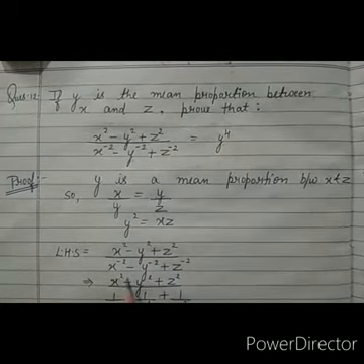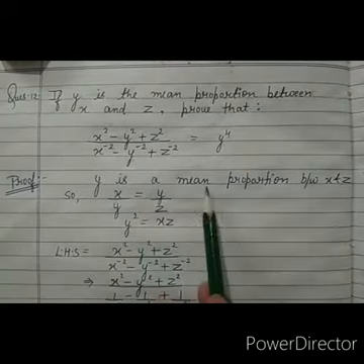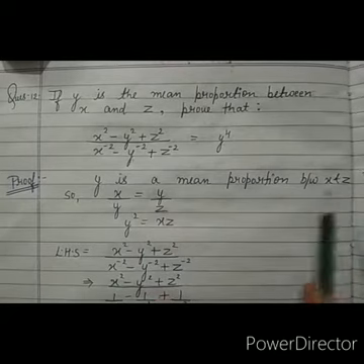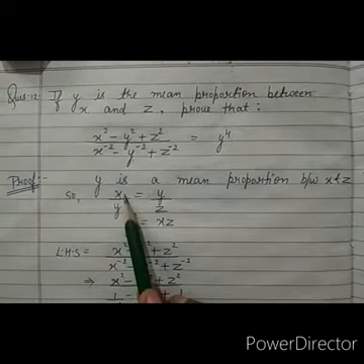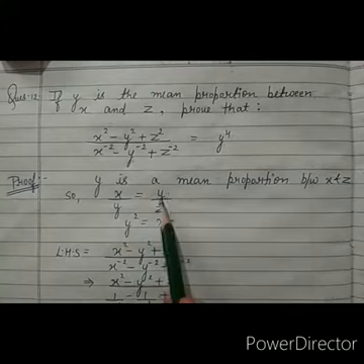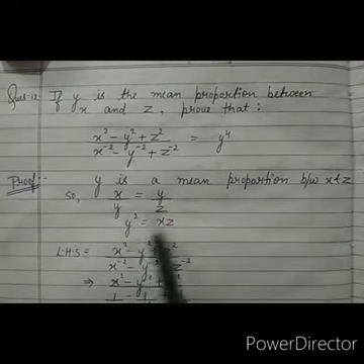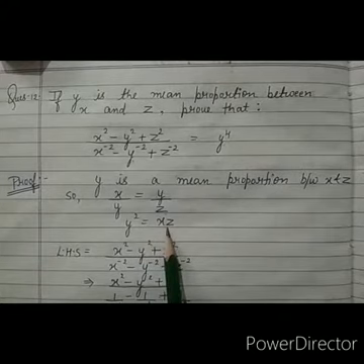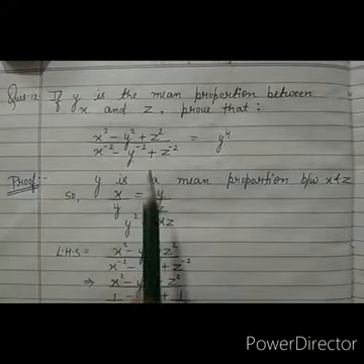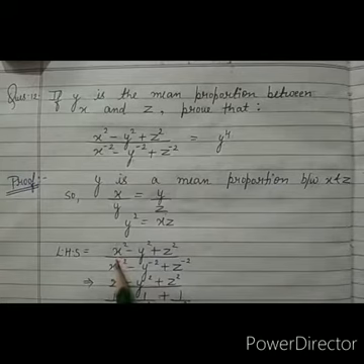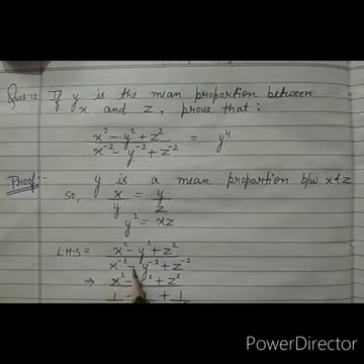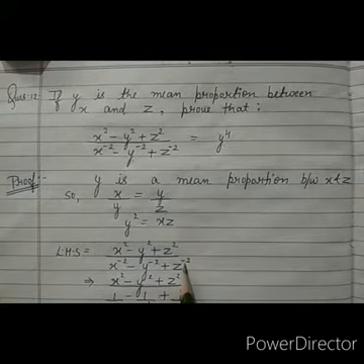As given in the question, y is a mean proportion between x and z, so we can write it as x upon y is equal to y upon z. When we solve, we get y² is equal to xz. Now take LHS. We have x² − y² + z² upon x^−2 − y^−2 + z^−2.